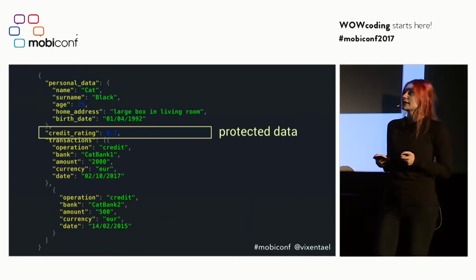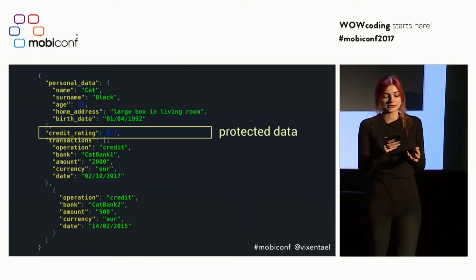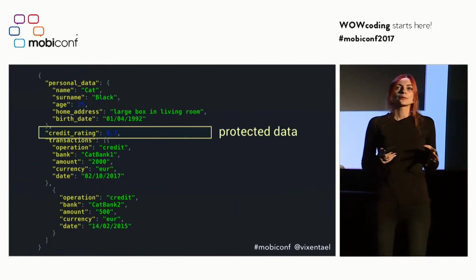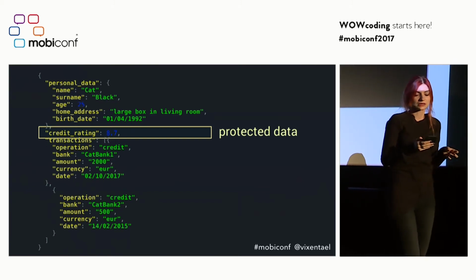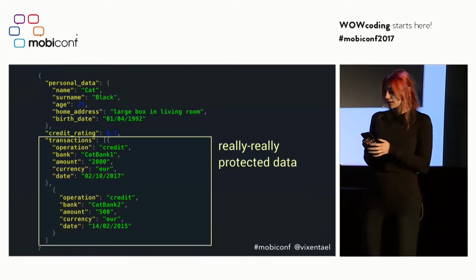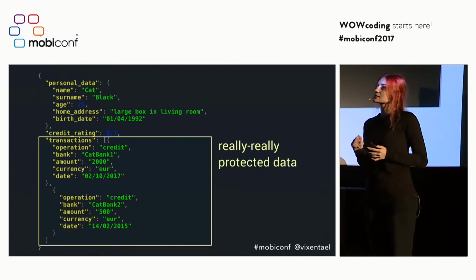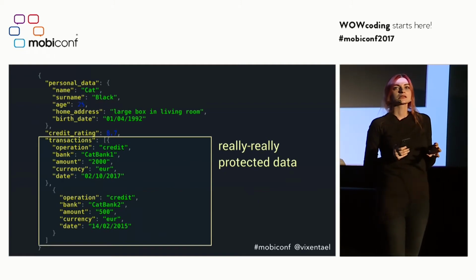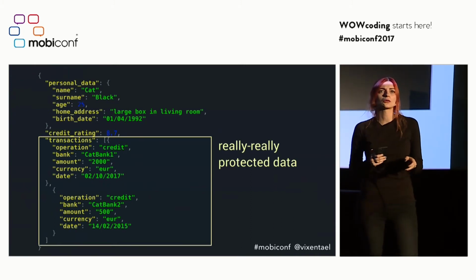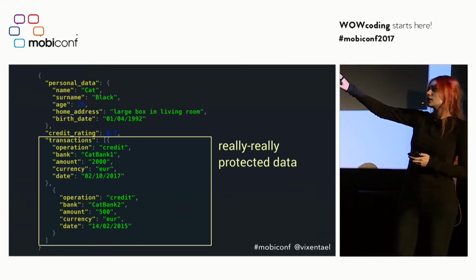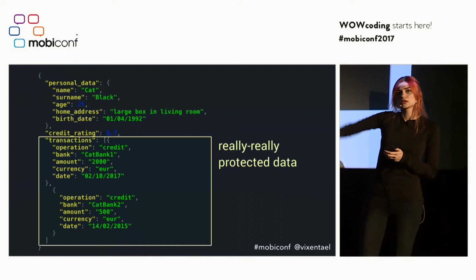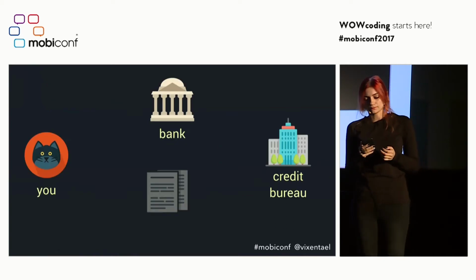The next one is a credit score or credit rating. This block is a kind of protected data because banks and other authorities use it to decide whether to deal with you or not. And the last one is a list of your transactions, list of your communication with those banks, with timestamps, with money amounts. This is a thing that you really want to keep protected because it reveals a lot about you.